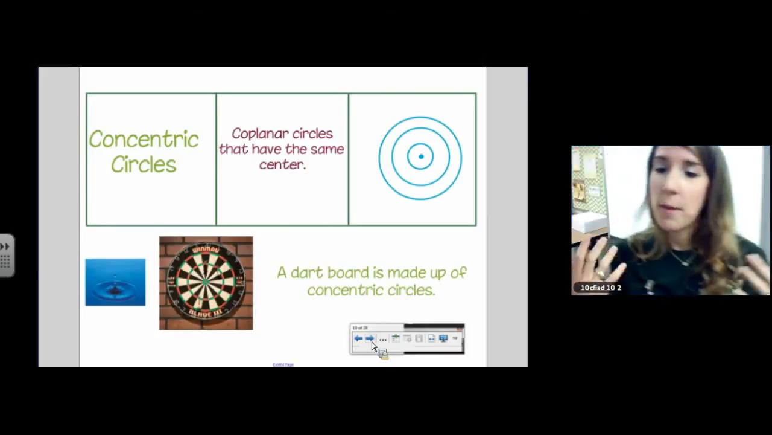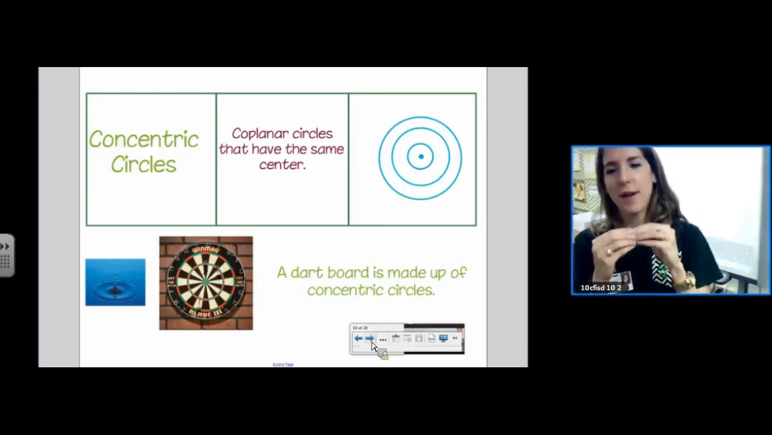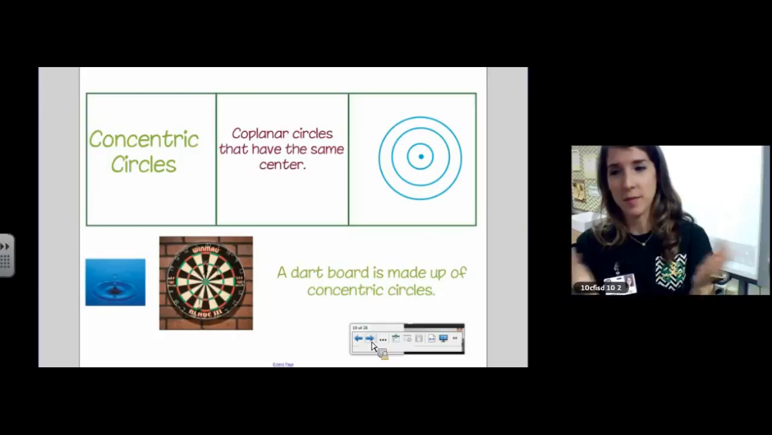By the way, all circles are similar to each other, when y'all were saying that earlier. So we don't need to define similar ones because they're all similar. The Target logo, that's similar.